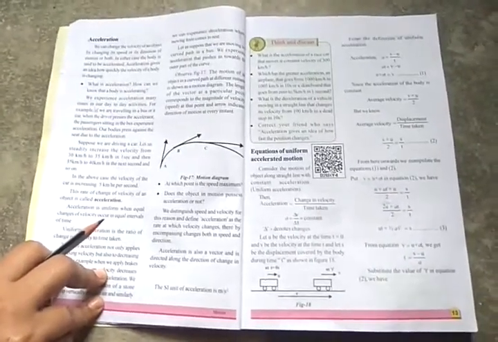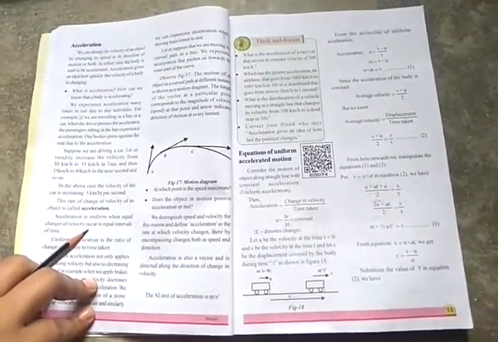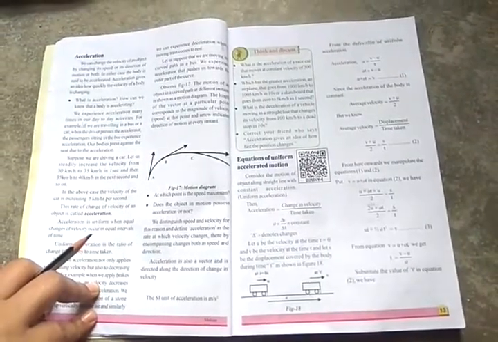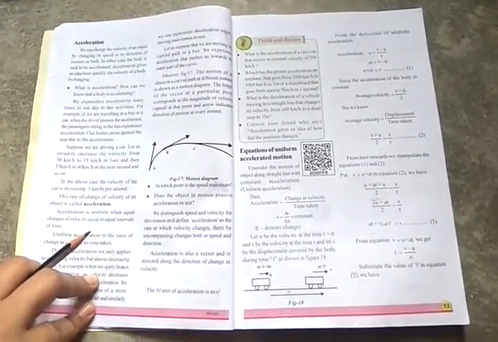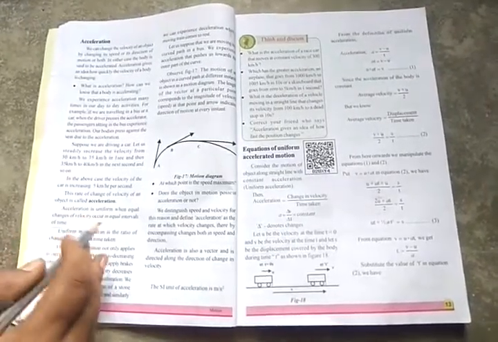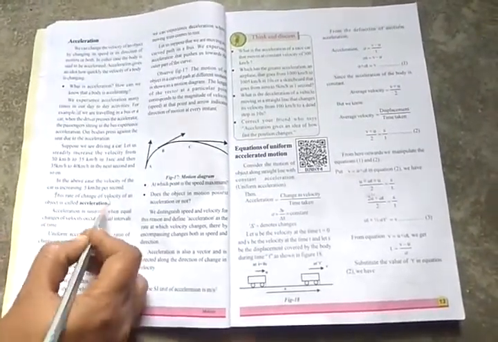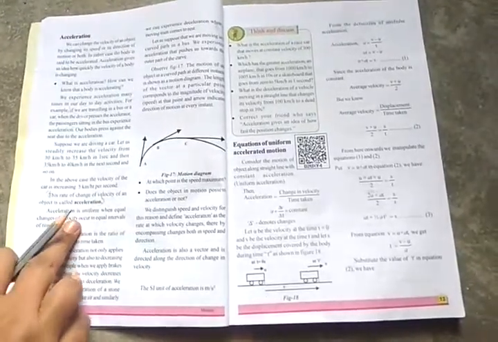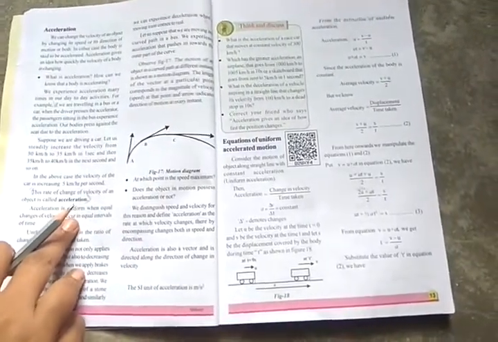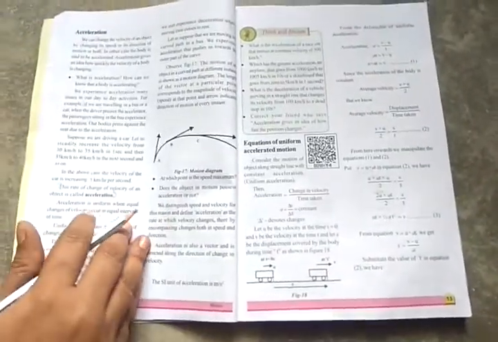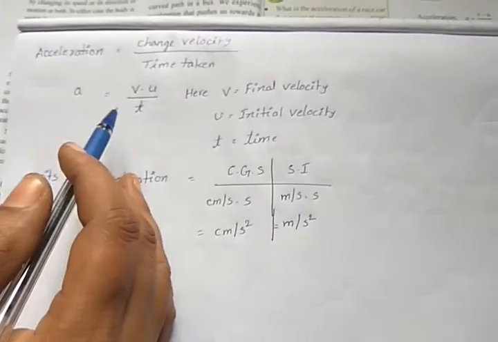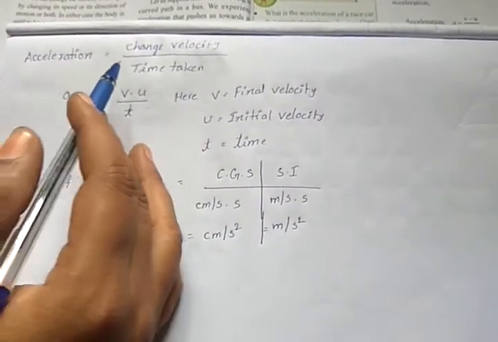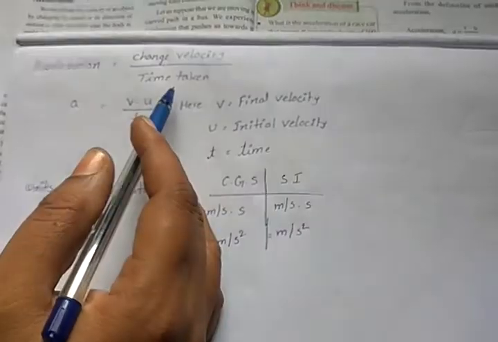Yes or no? So acceleration basically tells you the rate of change of velocity of an object. So what is meant by acceleration? The rate of change of velocity of an object is called acceleration. Acceleration is equal to change of velocity divided by time taken.